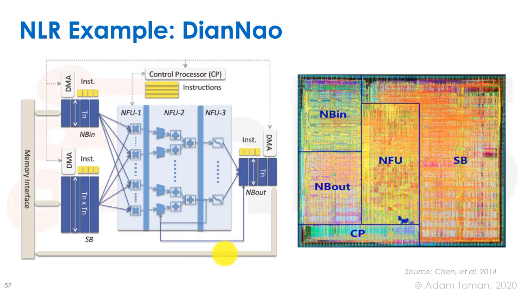An example of no local reuse is the DianNao chip, and what you can see here is we have these three buffers over here, and the whole thing basically is covered with as much memory as possible, which are these three buffers: the in buffer, the out buffer, and the synapse buffer.